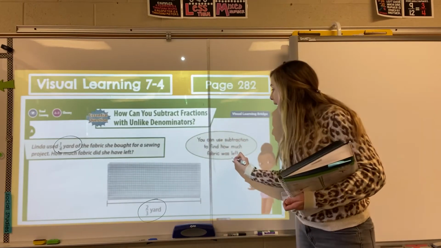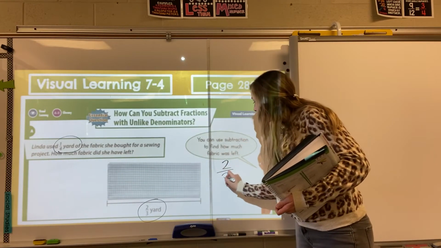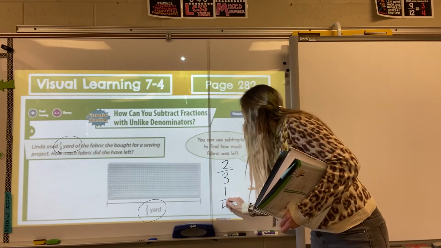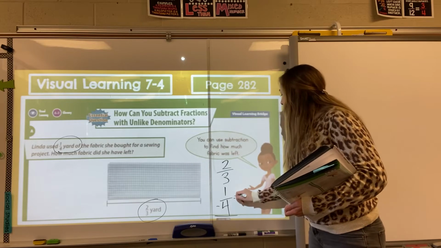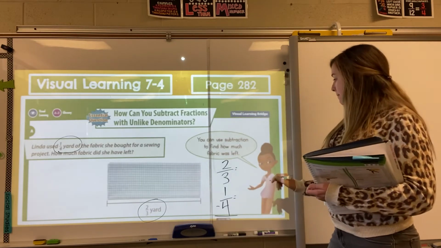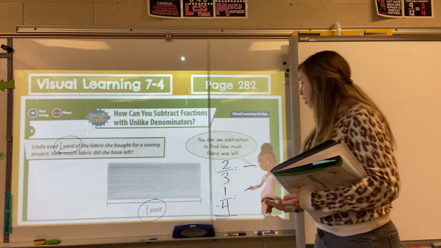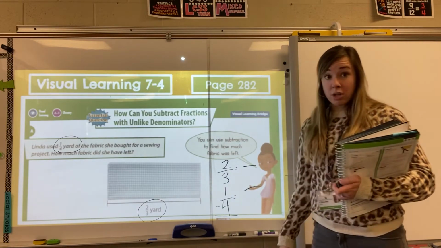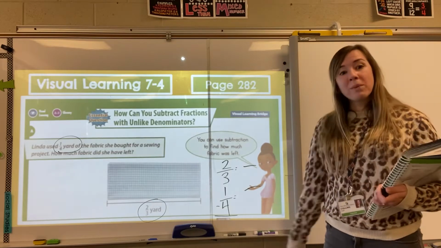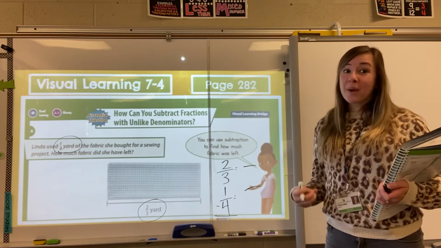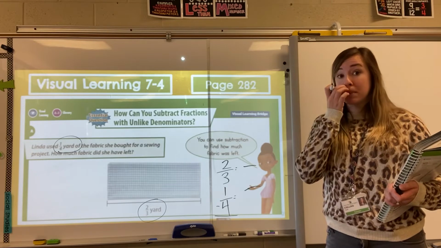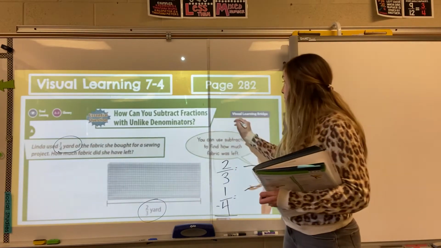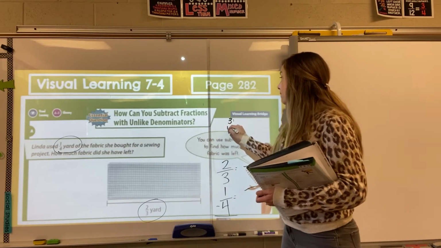So I have 2/3 of a yard that I'm starting with, so go ahead and write that down. Then we're going to write our 1/4 of a yard down below it, and I'm subtracting. Now I need to find my common denominator. I asked myself, will my smaller number denominator 3 fit into my larger number denominator 4? No, it won't in this situation. So then what you have to do is list out the multiples. Get out your multiplication chart if multiples are something you struggle with, and write out your multiples of 3 and your multiples of 4.